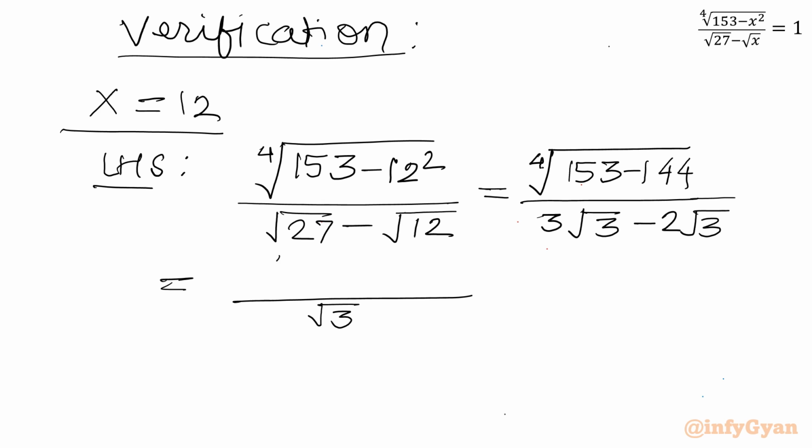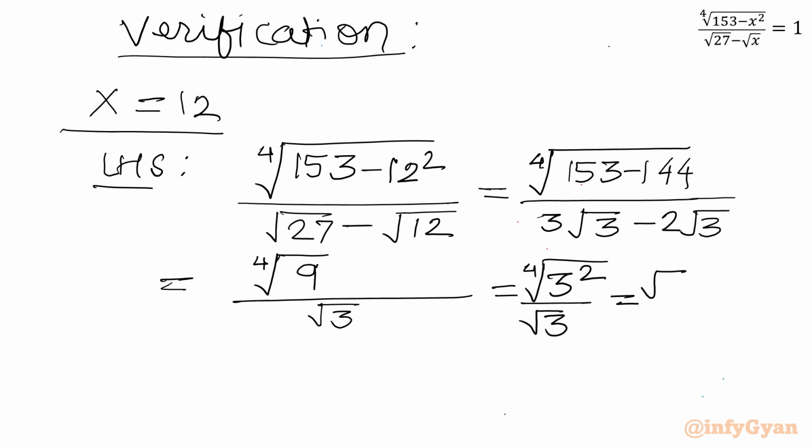Now 4th root of 153 minus 144, that is 9. So I can write 9 as 4th root of 3 square divided by root 3. Now I can write here root 3 only divided by root 3. RHS will come out 1. That means this is a verified solution.